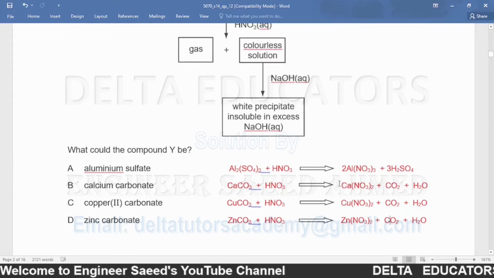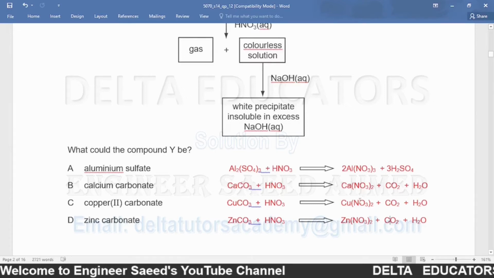Now this calcium nitrate is reacted with sodium hydroxide and we get a white precipitate. When we react calcium nitrate with sodium hydroxide, we get calcium hydroxide, and this calcium hydroxide is insoluble in excess of sodium hydroxide. Whereas this zinc nitrate, when it is reacted with sodium hydroxide, we get zinc hydroxide, and that zinc hydroxide is soluble in excess of sodium hydroxide. And here it is given a white precipitate insoluble in excess of sodium hydroxide.